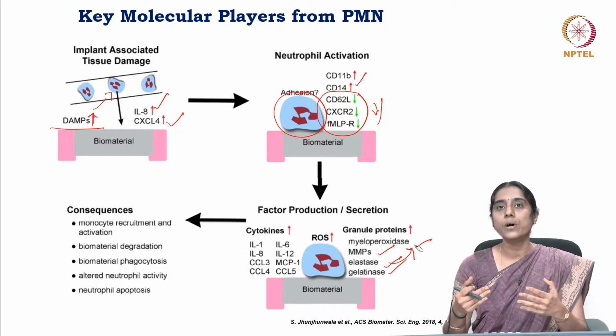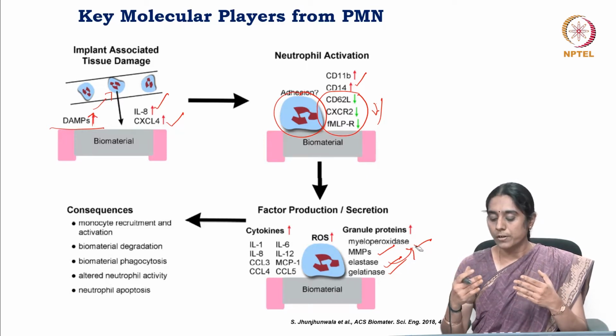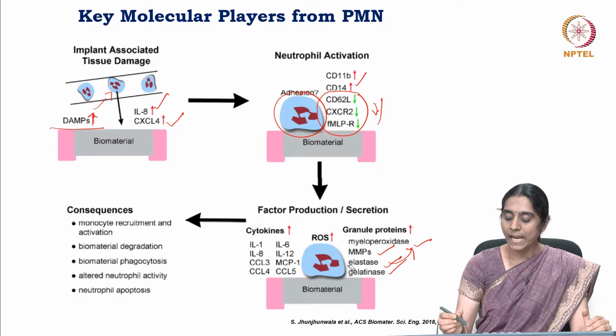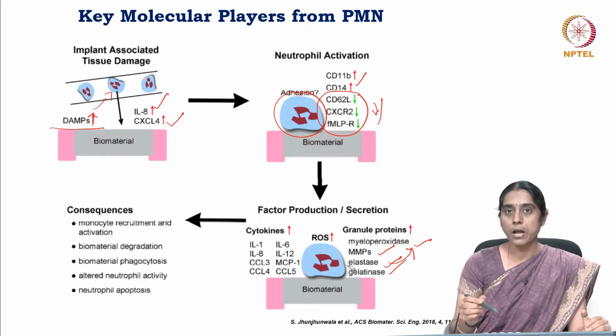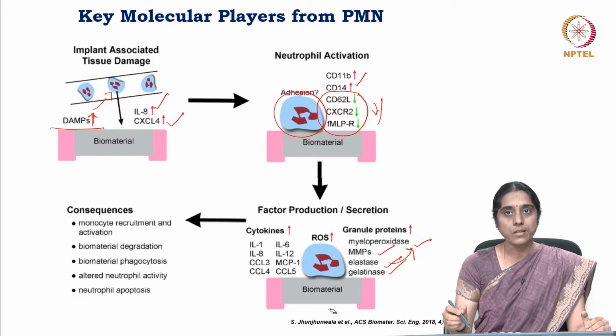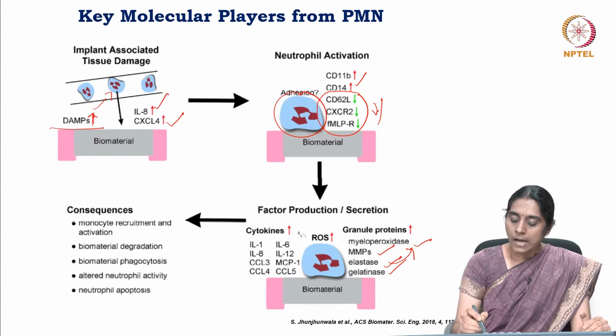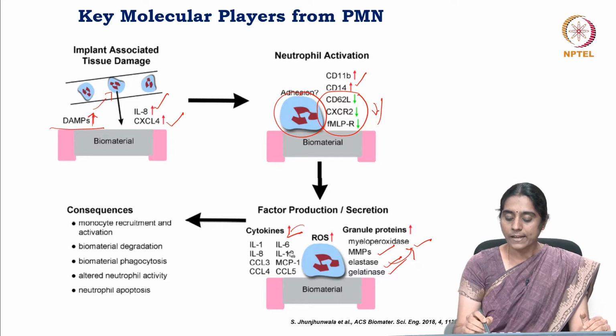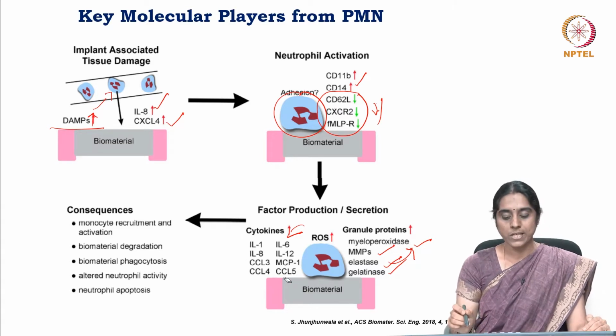That is mainly for eliminating bacteria and bacterial proteins. But here, in spite of it, the neutrophil does not recognize whether something is a biomaterial or a bacterium. Even for the biomaterial, the same process ensues. On the other hand, cytokines such as IL-6, IL-12, which are pro-inflammatory, MCP-1, CCL5 chemokine ligand, and IL-1, IL-8 are also increased once the neutrophil is activated.